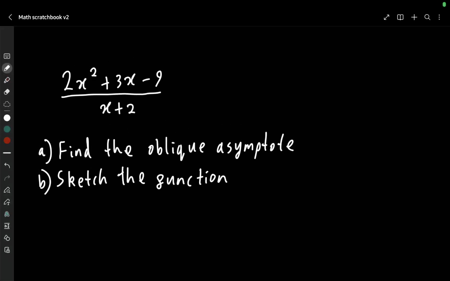All right, we are given this function and we need to find the oblique asymptote, and hence sketch it. So first I'll give an overview of what asymptotes are, and then we'll pick apart what we can deduce from this function in terms of x-intercepts and etc. And then we'll start working on oblique asymptotes.